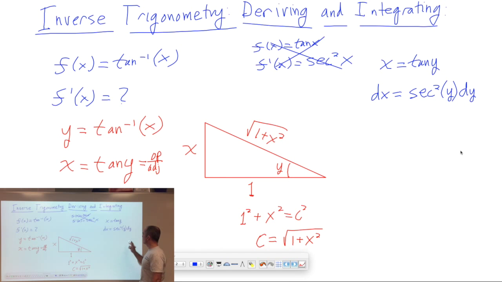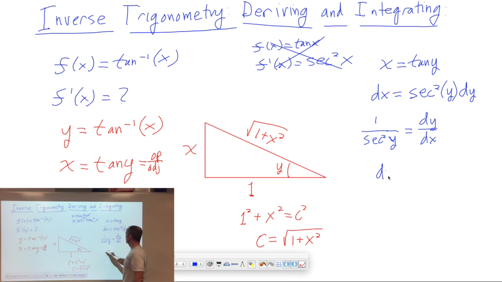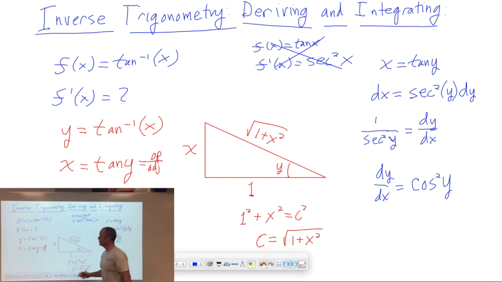And now we're going to solve this for dy over dx. So let's see. Divide both sides by secant squared of y, and divide both sides by dx. And what we get is dy over dx equals 1 over secant squared of y, which I'm going to write as cosine squared y. Okay, our goal was to derive an inverse trigonometric function, and we've done that. We started with a function, inverse tangent of x. Its derivative is cosine squared y.